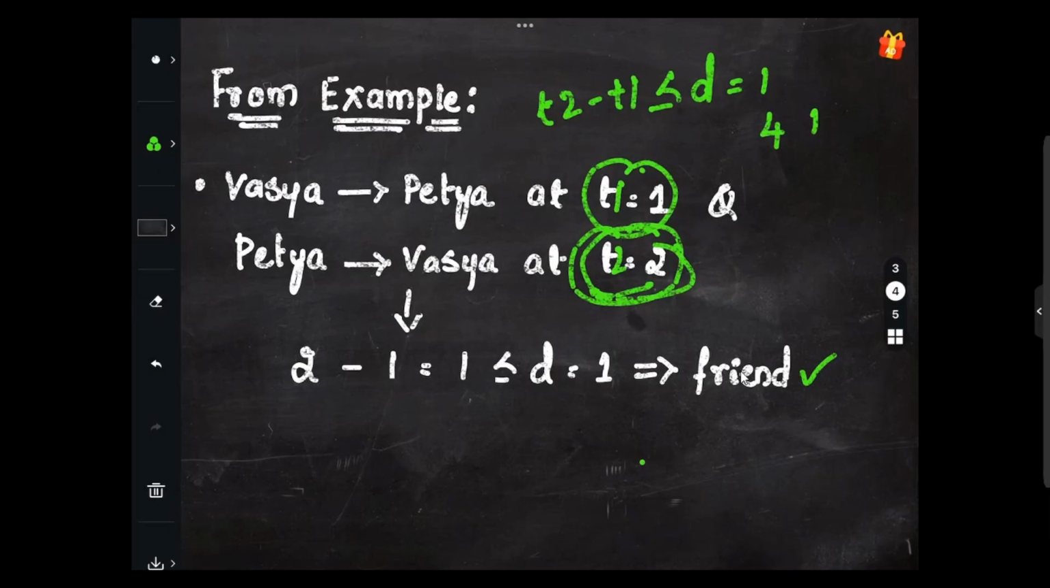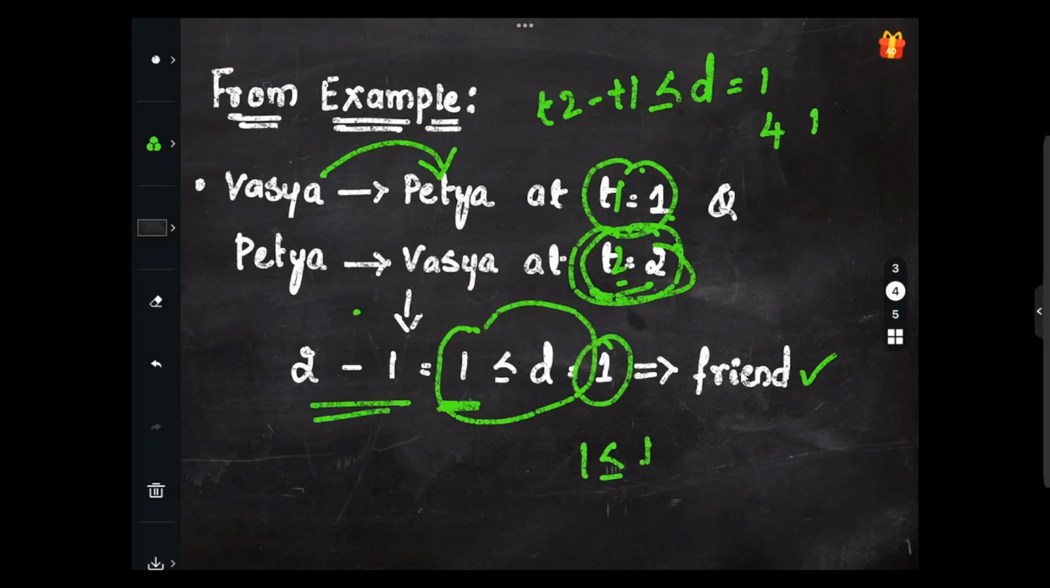D we have been given 1, right? So we have been given input 4, 1, and then Vasya Petya, then Anya and Ivan, right? So here Vasya sent a message to Petya at t1 1 and Petya has sent a reply to Vasya at t2 2, right? So this one will be t2 minus t1, nothing but 2 minus 1, which is 1. We are checking whether 1 is less than or equal to D, nothing but 1 is less than or equal to 1. Yes, 1 is equal to 1, right? So now this is a friend, so we call this pair a friendship pair, right?